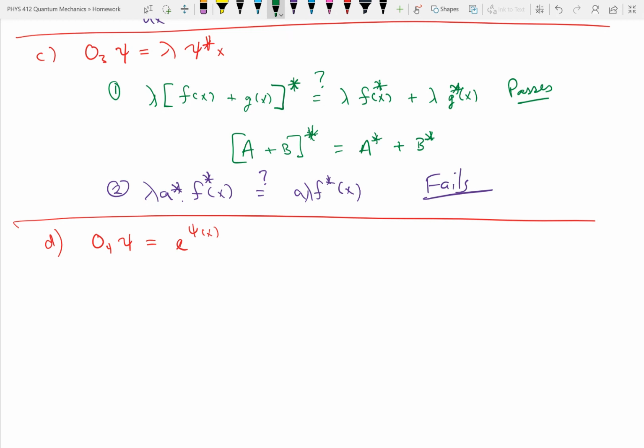So for part D, since we have our psi of x as the exponent, do we have to first bring that down, or does it matter if it's an exponent? Nope, we're good with it like it is.